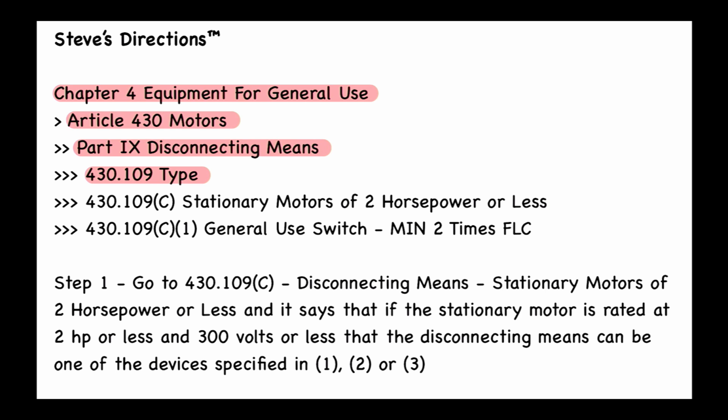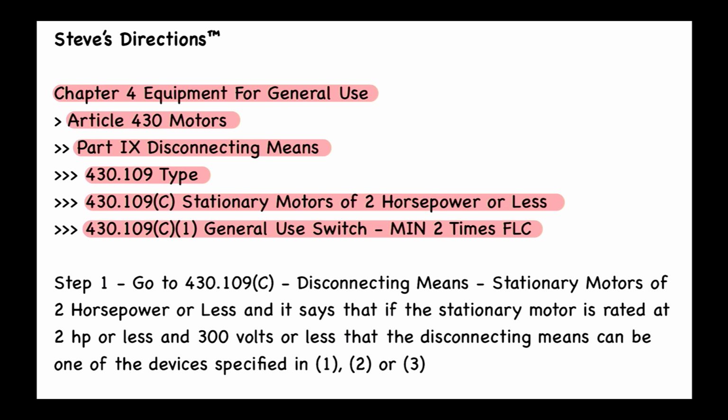Then we find 430.109(C), and that talks about stationary motors of 2 horsepower or less. Then we find 430.109(C)(1), and that tells us for the general use switch that we're going to be using the minimum of 2 times the FLC, and that's going to stand for full load current.